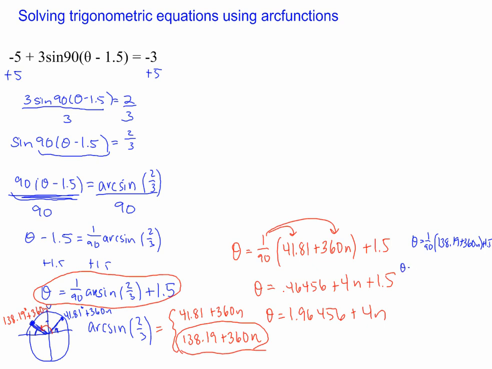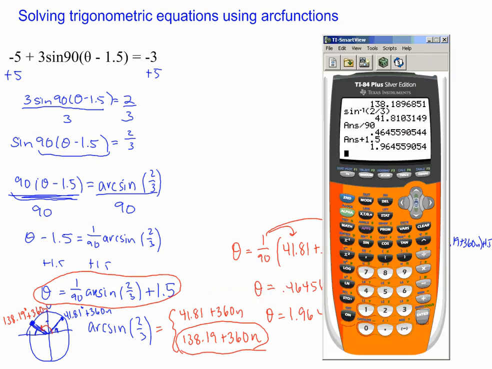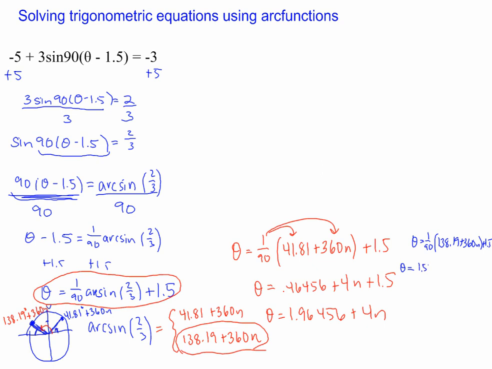Distributing that 1 over 90 again, looking at my calculator, 138.1896851 divided by 90 is 1.53544. So I have 1.53544 plus 4n plus 1.5. Combining the 1.5 and the 1.53544, I get theta equals 3.03544 plus 4n.